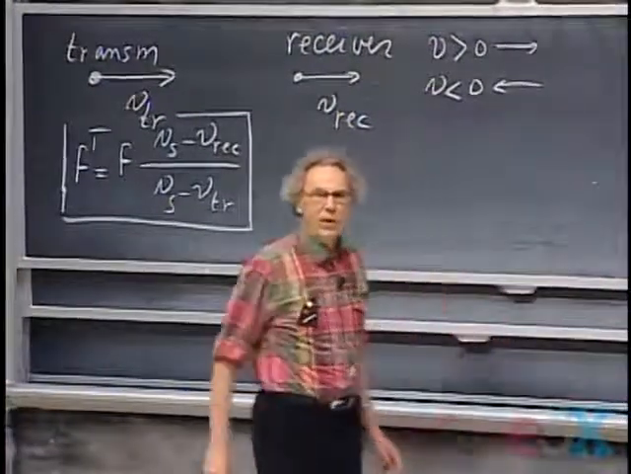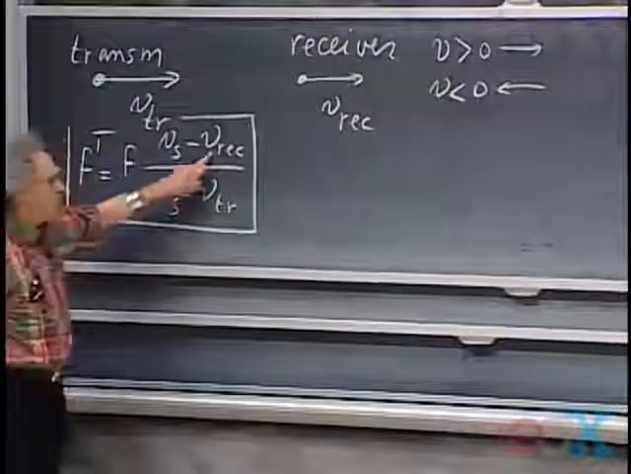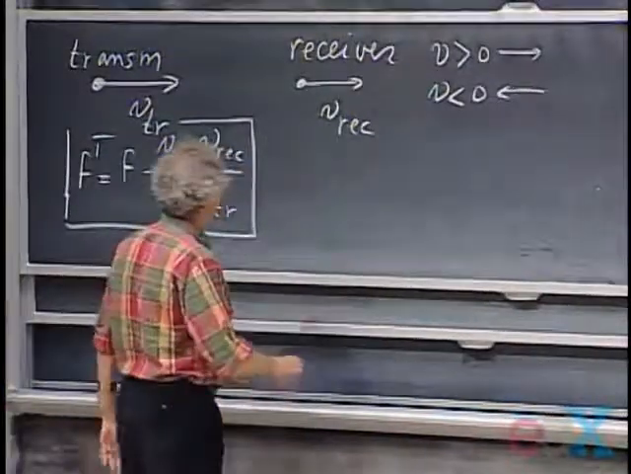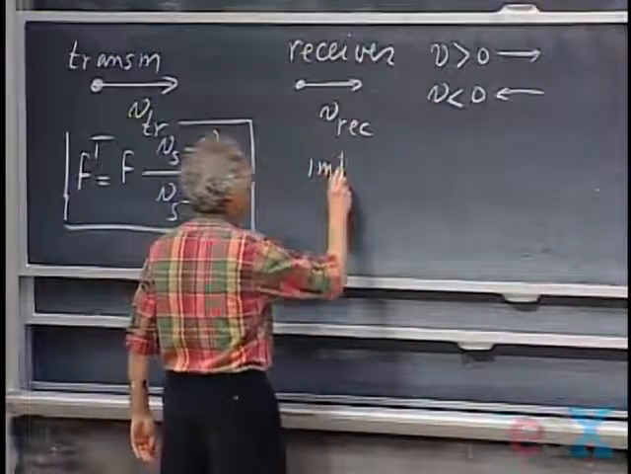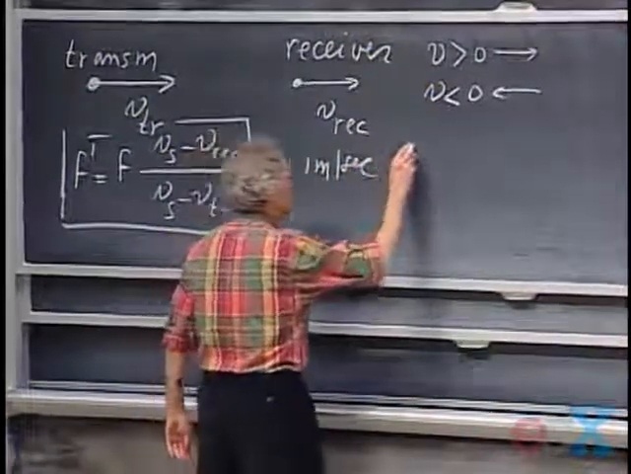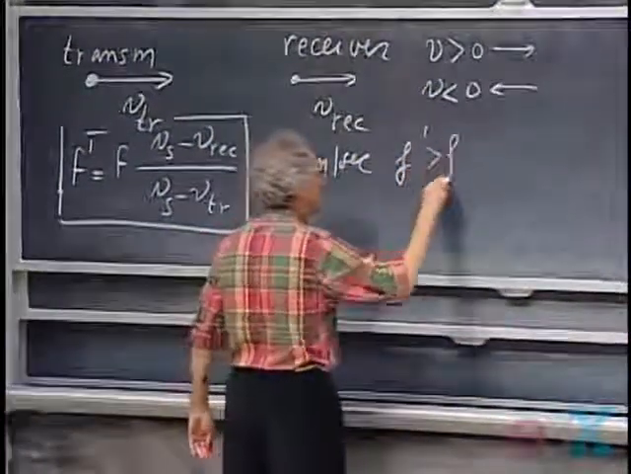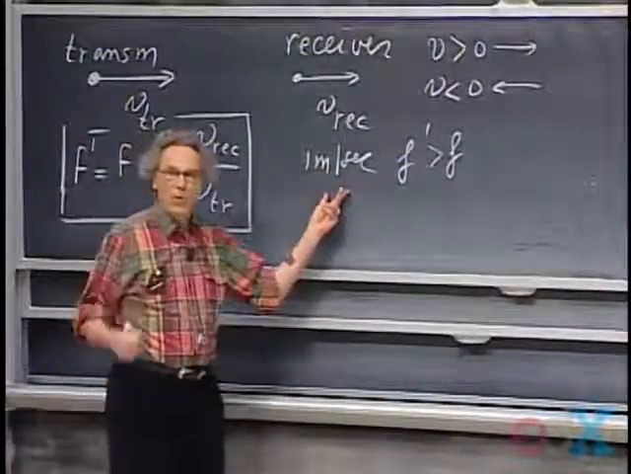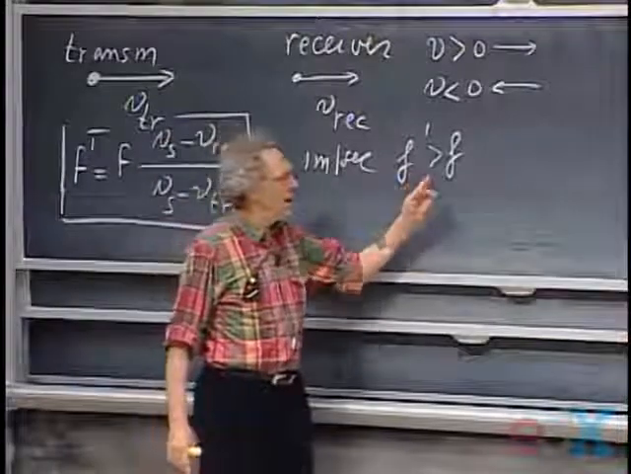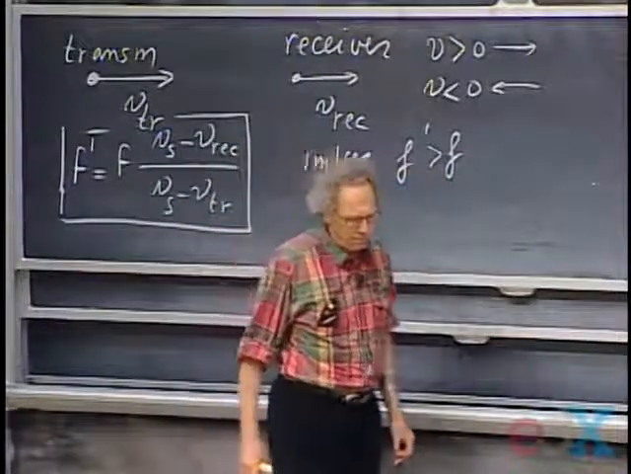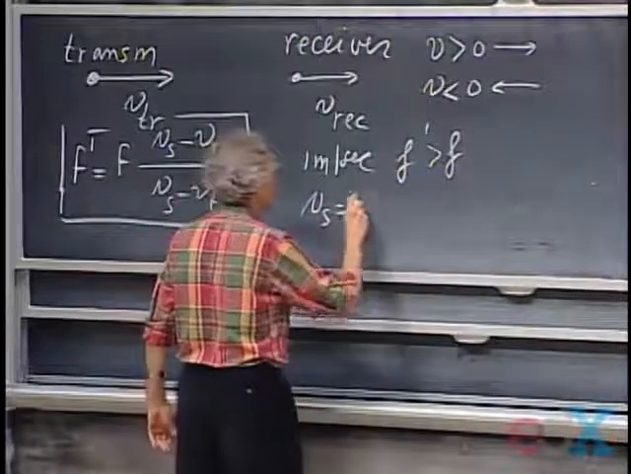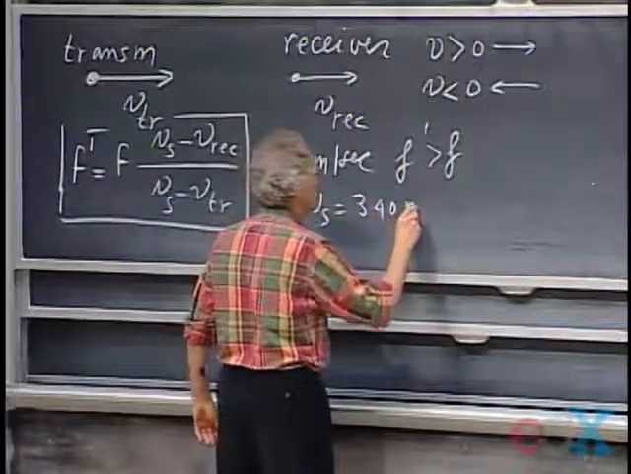Suppose you are not moving at all, you're sitting still, so v receiver is 0. But I move towards you with 1 meter per second. If I move towards you, then f prime will be larger than f. If I move away from you with 1 meter per second, then f prime will be smaller than f. The speed of sound is 340 meters per second.